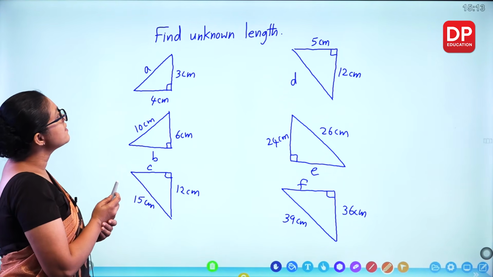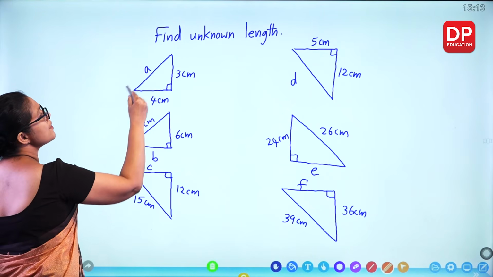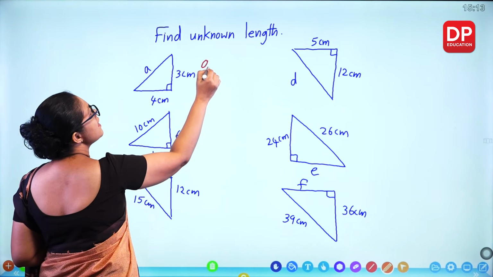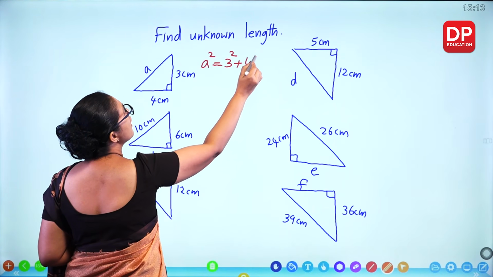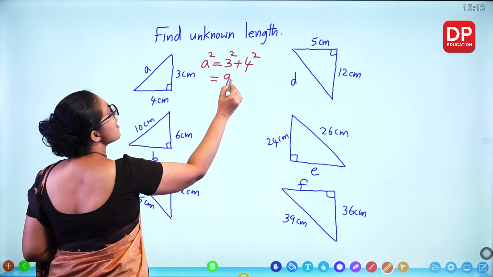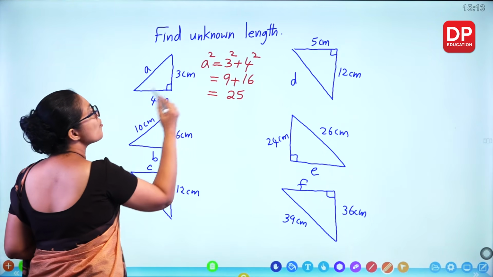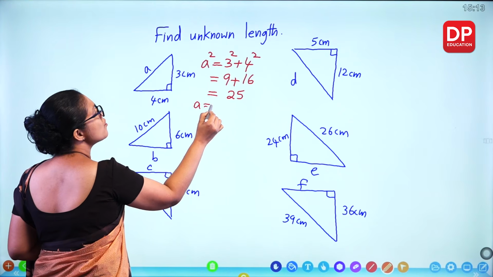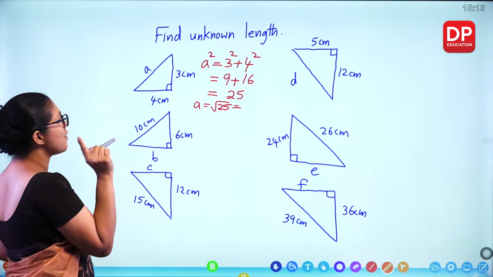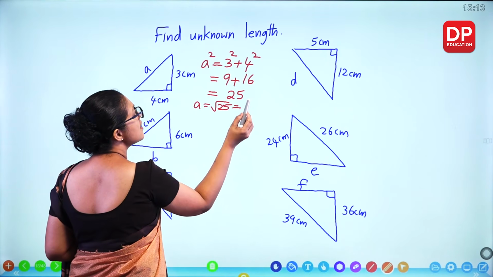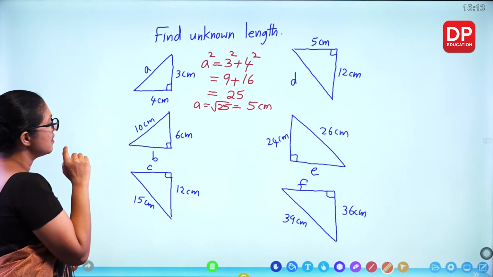So find unknown lengths. Look at this triangle. So hypotenuse is A. So I can write A squared is equal to 3 squared plus 4 squared. What is 3 squared? 9. 4 squared is 16. 16 plus 9, 25. So how can we find out the square root of 25? Plus or minus 5, but we take plus 5 because this is a length. So 5 centimeters.